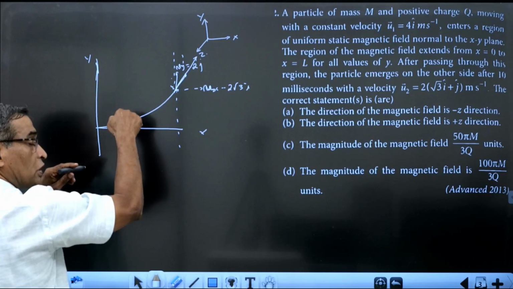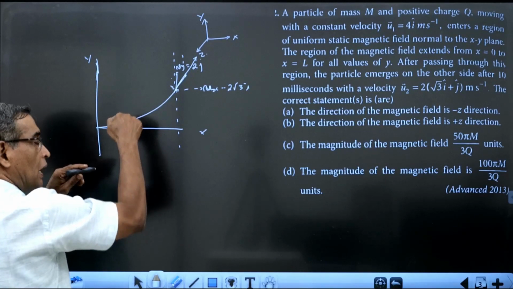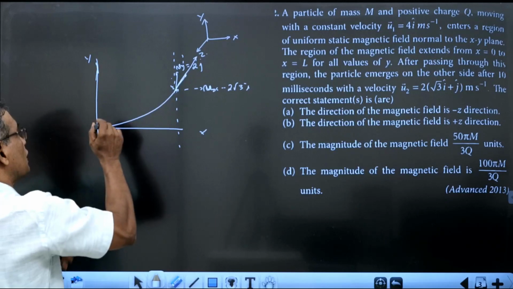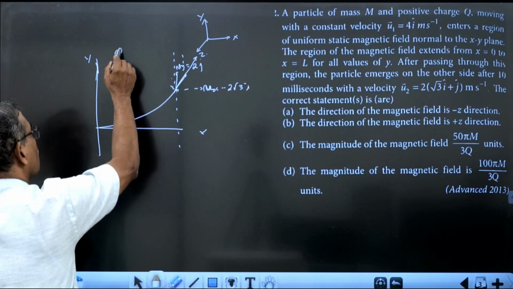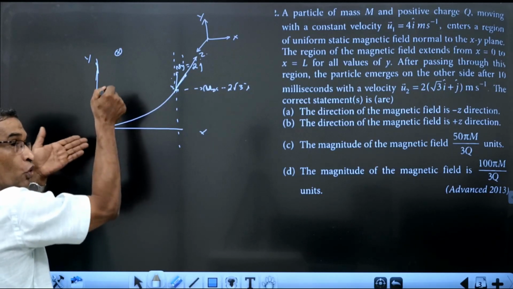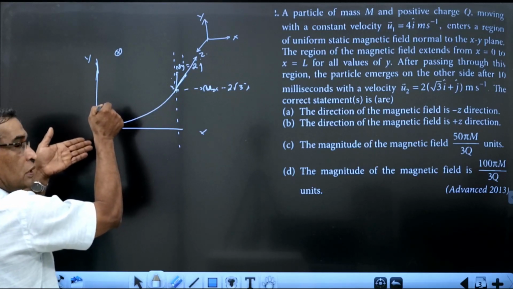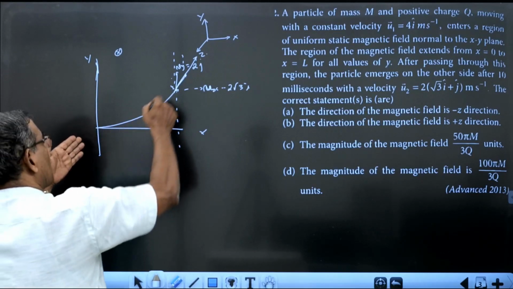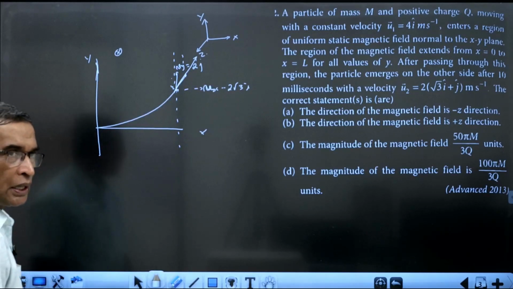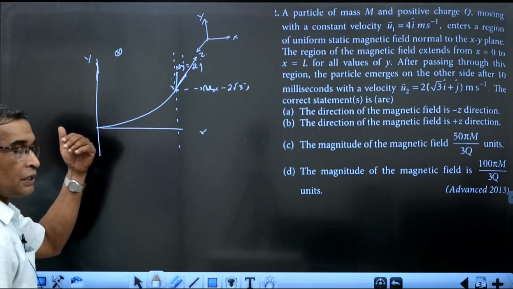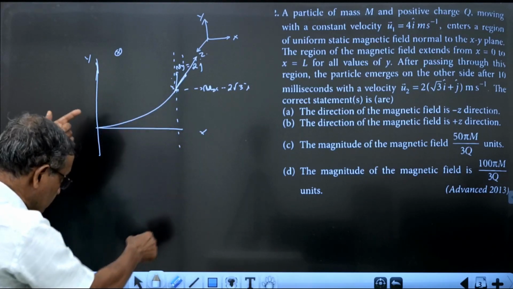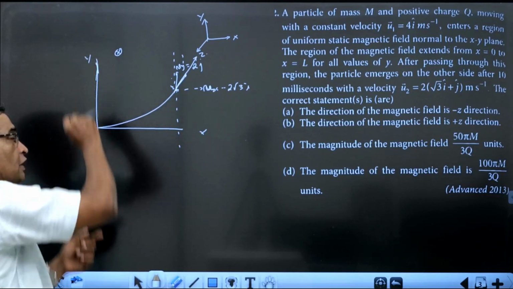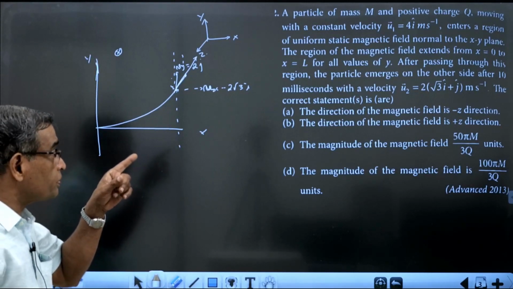Since a positive charge particle is there, to have that situation, definitely the magnetic field must be along into the plane of the board, that is along the negative z direction. Then only the particle will take a curved path like this. If it is outward, the particle will take a path like this. But here it is like this, and therefore the first option is there.